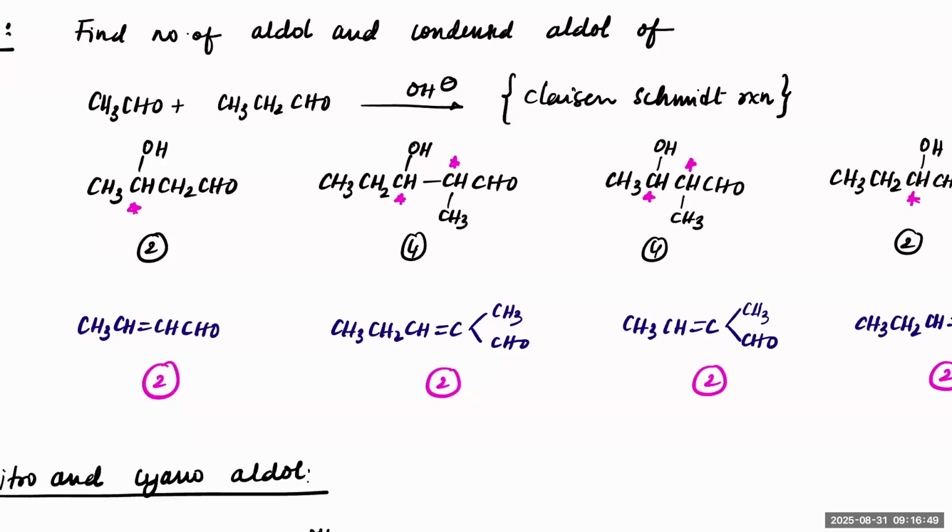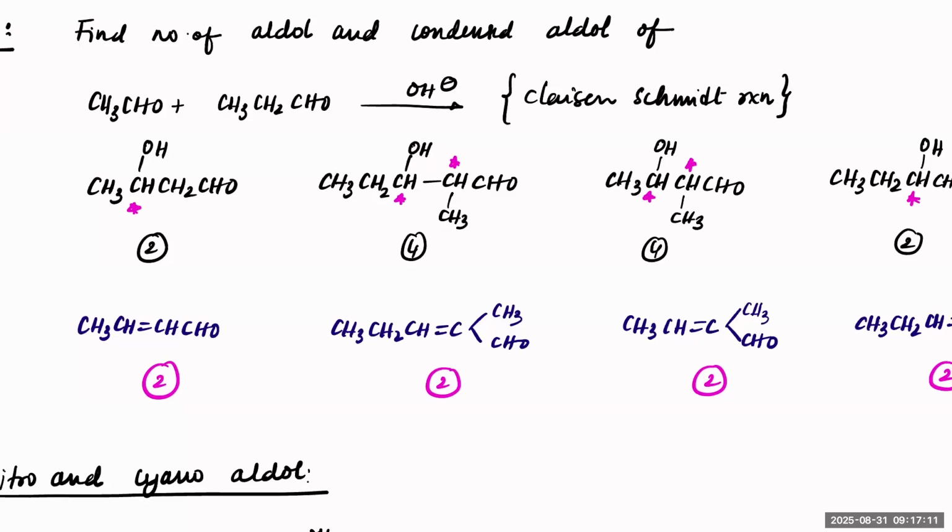Suppose you have two different aldehydes. This is one aldehyde, this is one aldehyde. If these both are reacting, the cross products are called Claisen-Schmidt condensation reactions. Claisen-Schmidt condensation reactions. Okay.